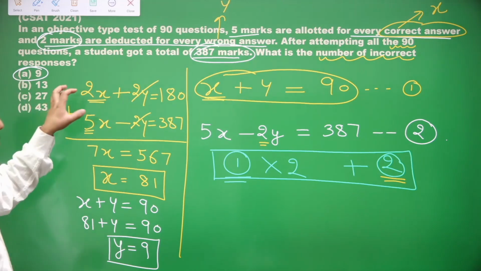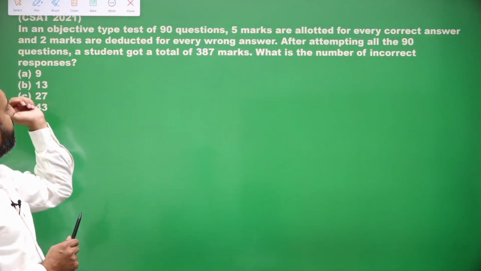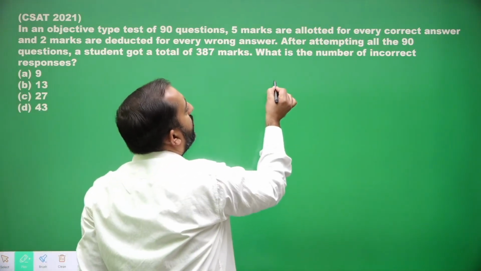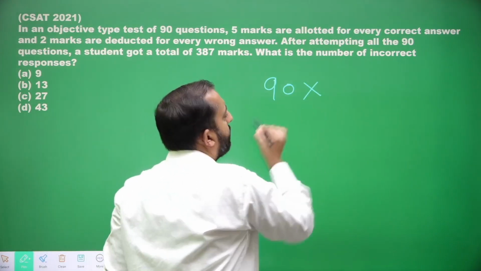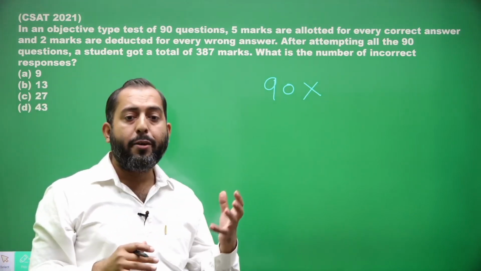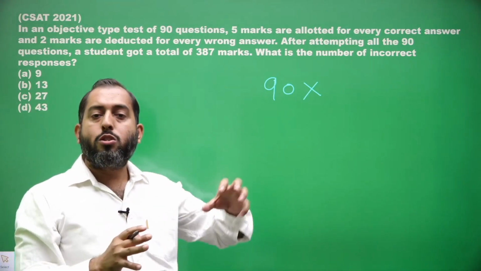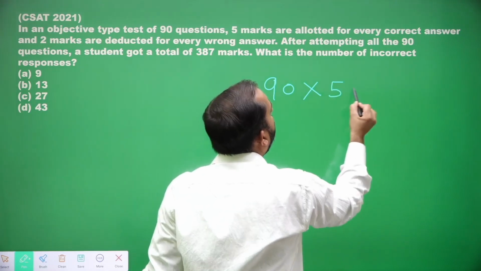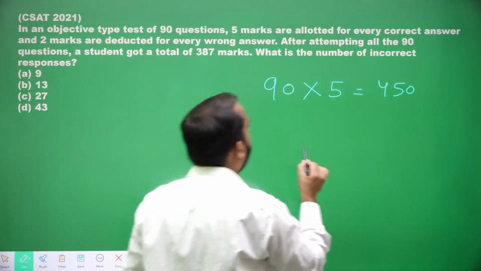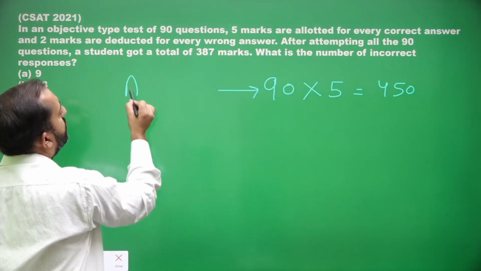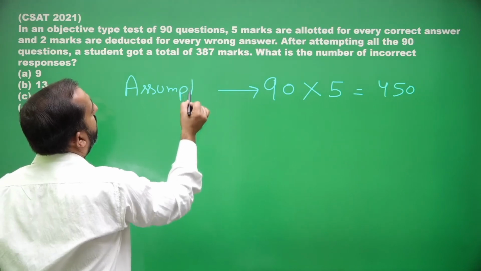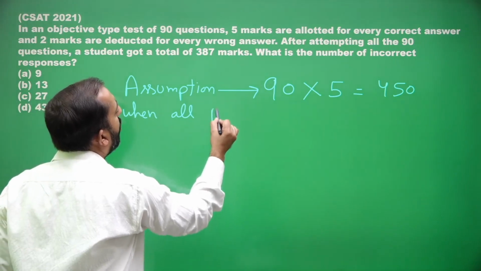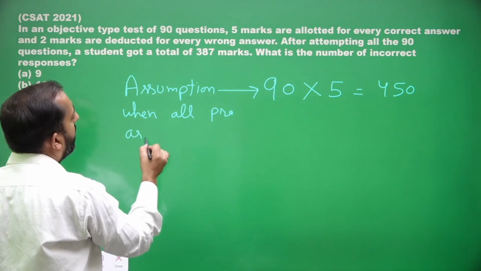Done. Now, apart from it, what else we could have done? Try to understand. Suppose he has attempted all the 90 problems correctly. So what is going to be his score now? His score is going to be 90 into 5, which is 450. This is my assumption, when all problems are correct.